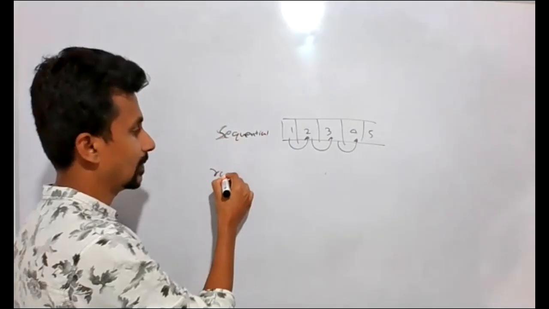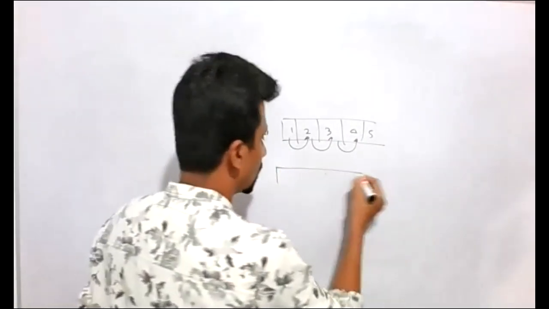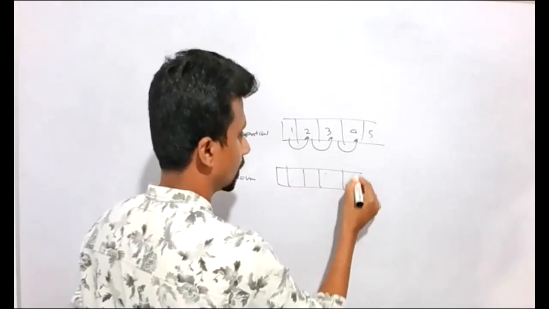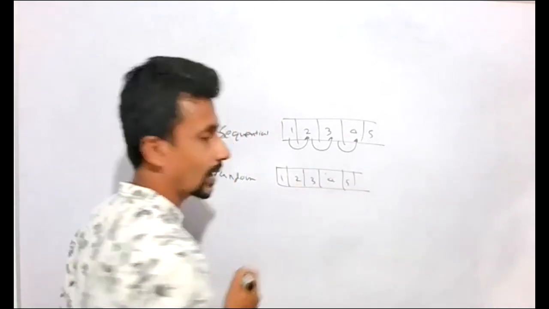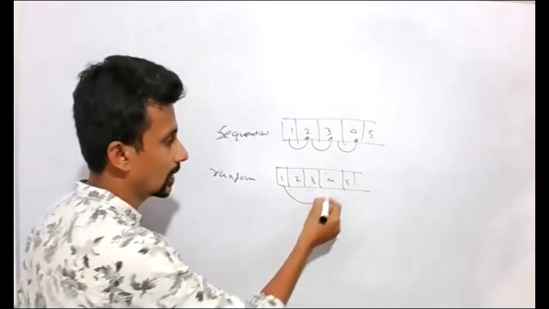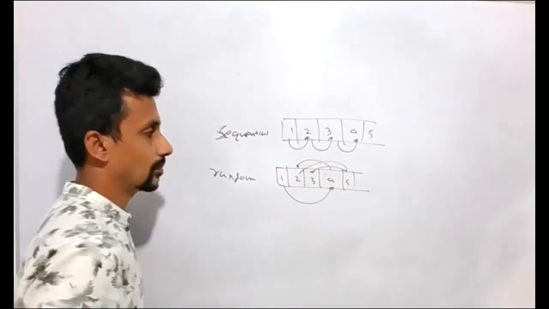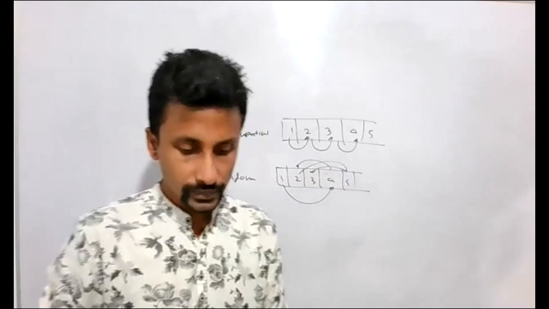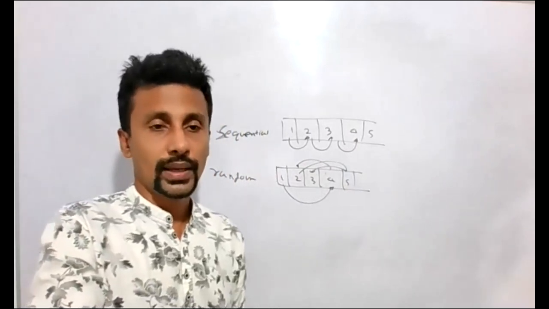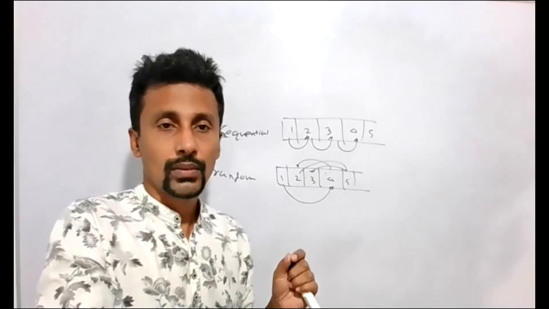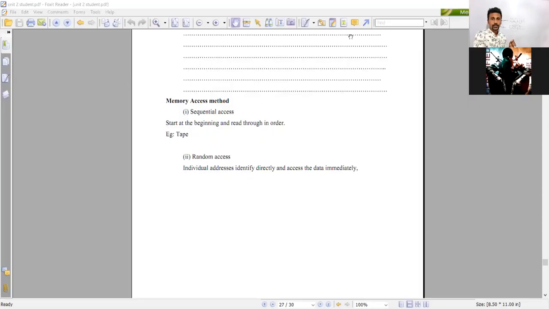Right, then random access. Suppose you have data like this, 1 2 3 4 5. You can jump from one place to another place, from here to here, then from here to this one, like this jumping. So that is called random access, right? Okay, can you take this down on the tute? I will share the tute. Please take this down. Diagram: in front of sequential this one, random this one, right? Okay, take it down.